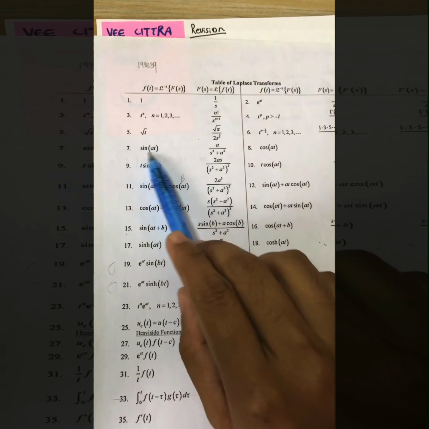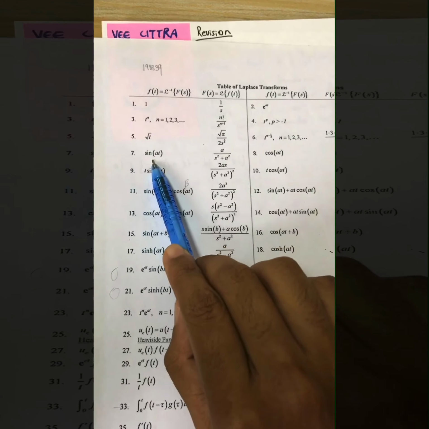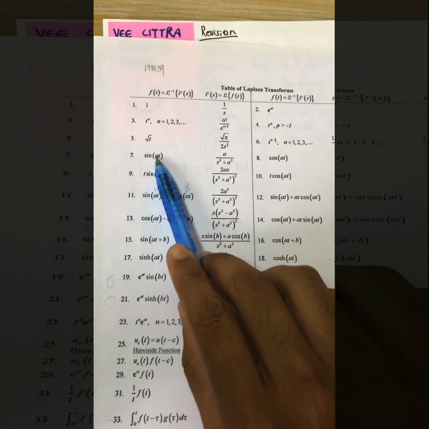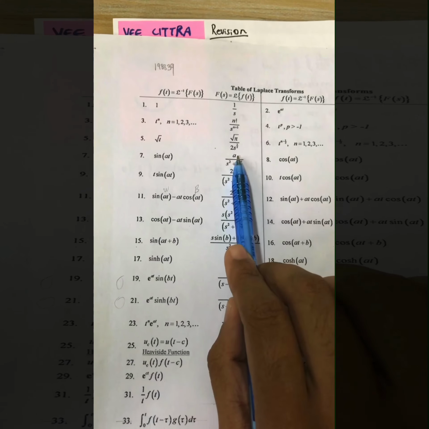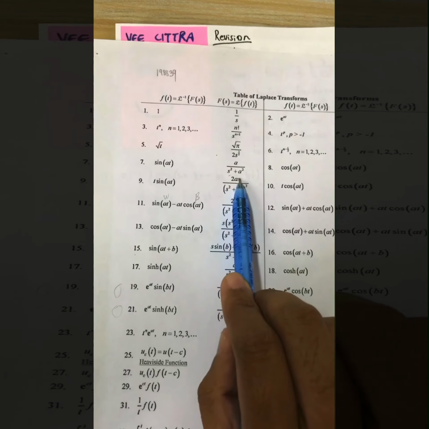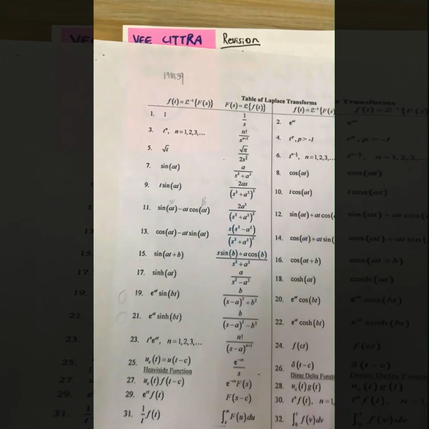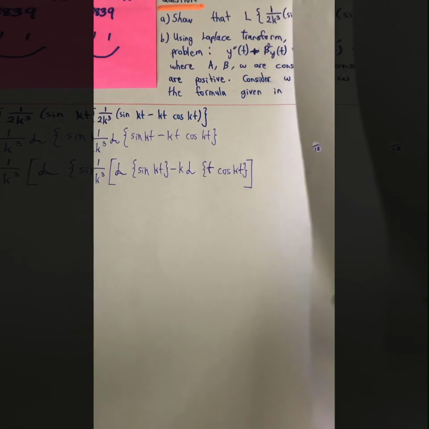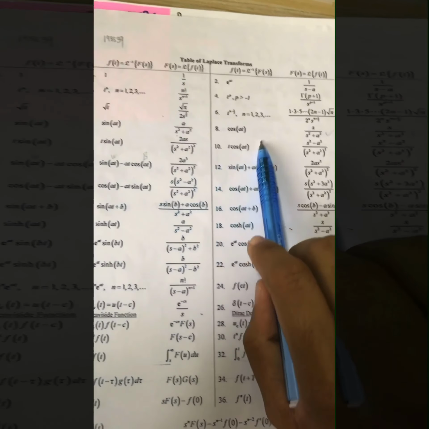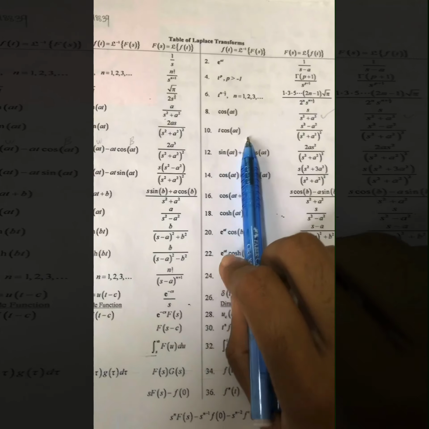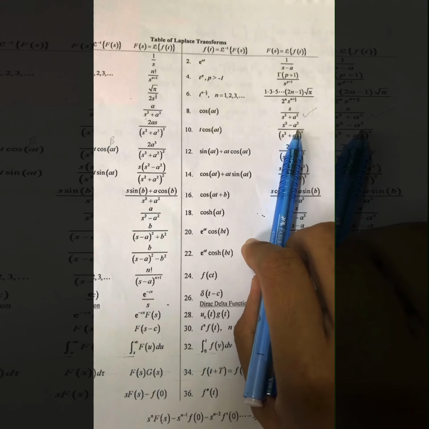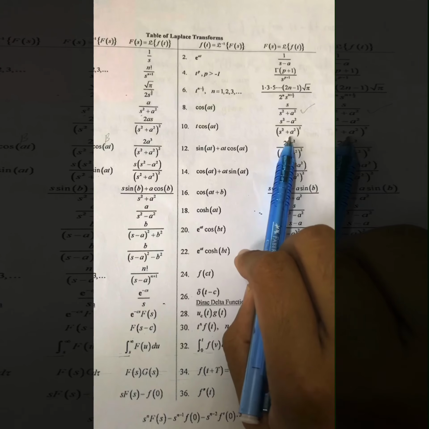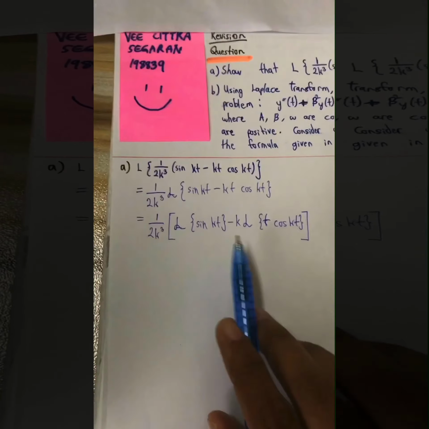Here, number 7: the Laplace transform of sin at is equal to a over s square plus a square. And then for the second one, the Laplace transform of t cos kt, from the table we get number 10, where the Laplace transform of t cos at is equal to (s square minus a square) over (s square plus a square) squared. So next we just proceed with substituting the transforms.